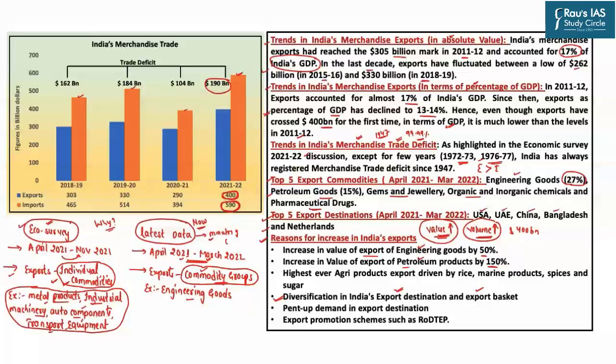Apart from that, the other reasons include the highest ever export of agricultural products, basically driven by the increase in export of rice, both basmati rice and non-basmati rice, marine products, spices and sugar.